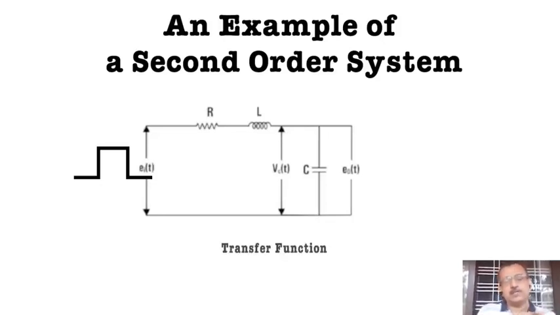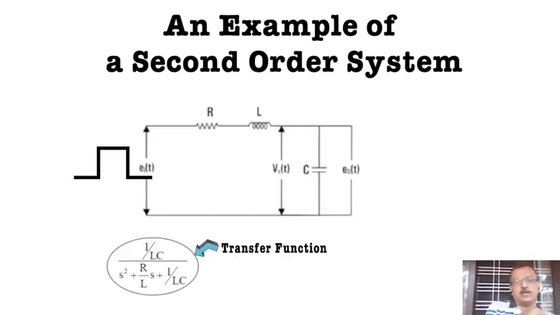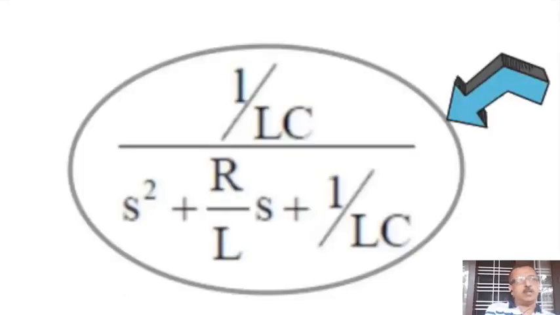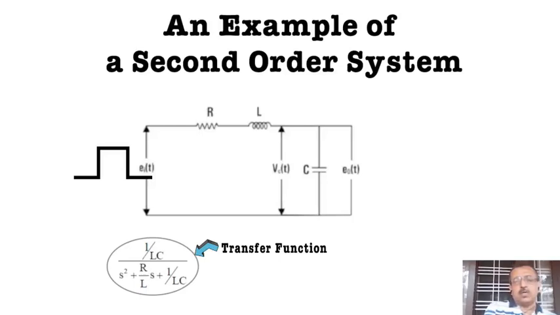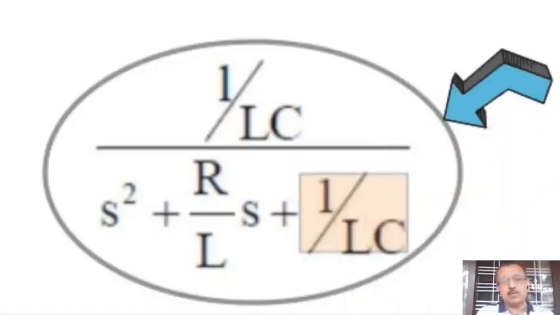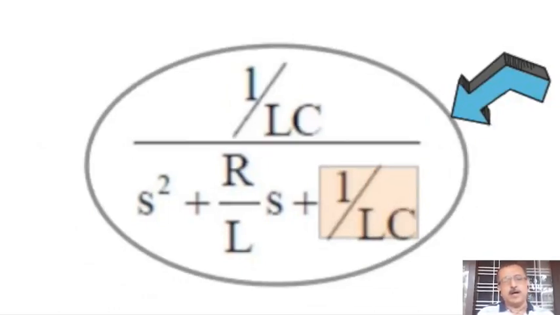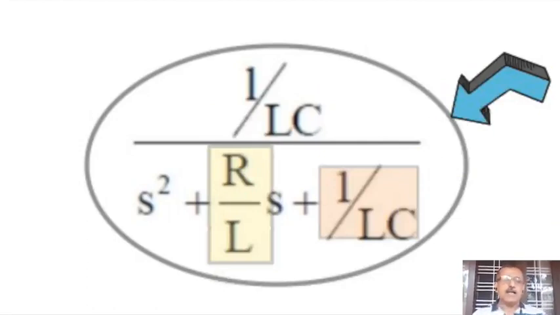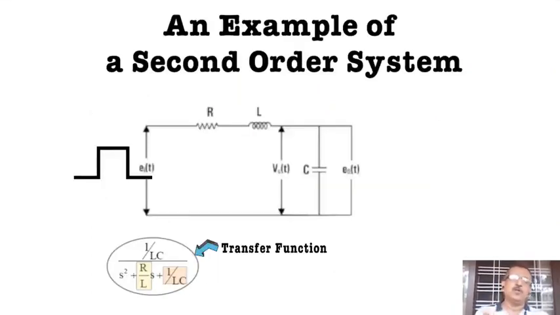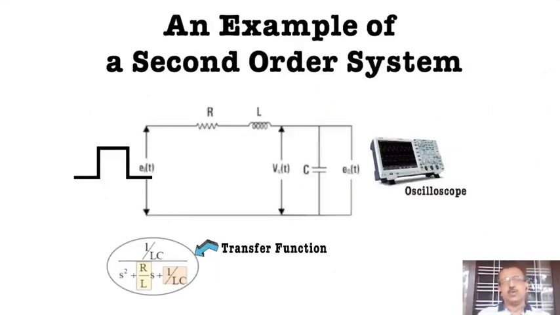What is the transfer function for this? The transfer function for this we have seen earlier is E0(s) by Ei(s) is 1 by LC divided by s square plus R by L s plus 1 by LC. So here this 1 by LC is what? 1 by LC is omega n square, and R by L is what? 2 zeta omega n. So if you increase or change R, the damping will increase. So when you give a step input, you take an oscillator, you take a CRO, an oscilloscope, you connect a square wave here, and you connect this output E0(t) to a CRO.